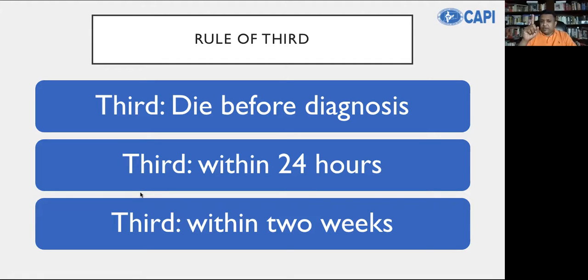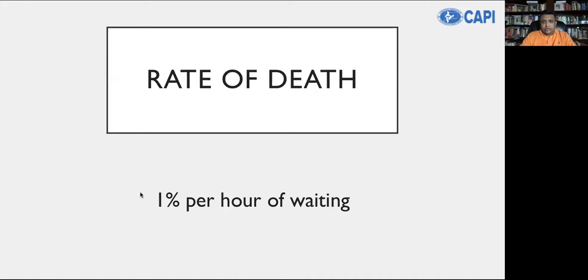A third of the patients will die within 24 hours if you do not operate on them, and a third will die within 2 weeks if you don't operate on them. So all of them will be dead by the end of 2 weeks if operative management is not undertaken. So that's the rule of thirds. Now, the rate of death is usually 1% per hour of waiting. And that's why as soon as the patient comes, we ask them the first question, when did the pain start? Every hour you wait, their mortality starts to increase.